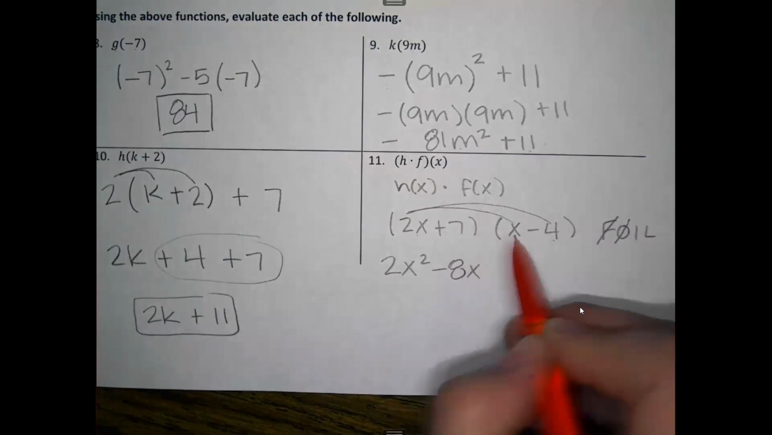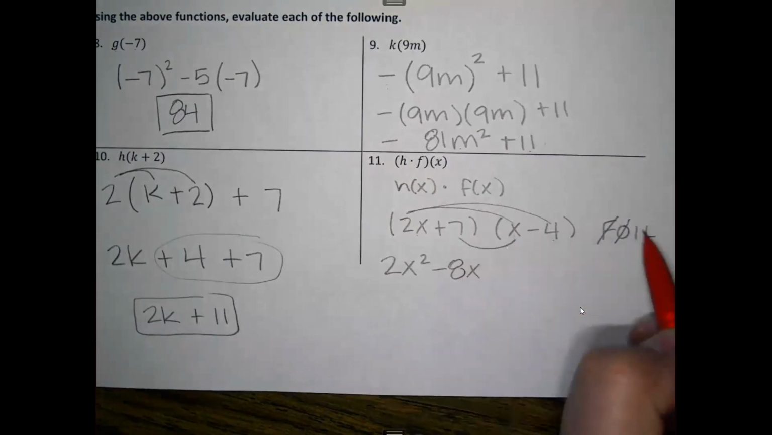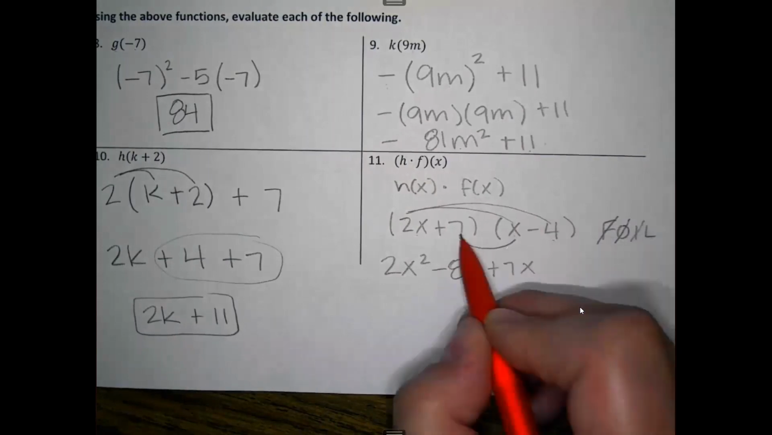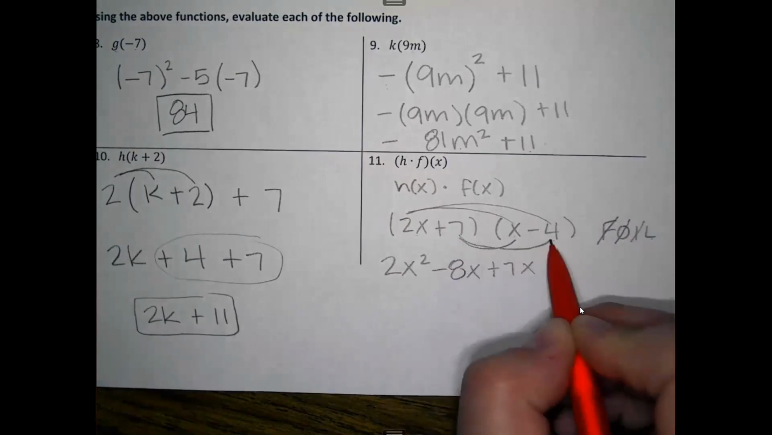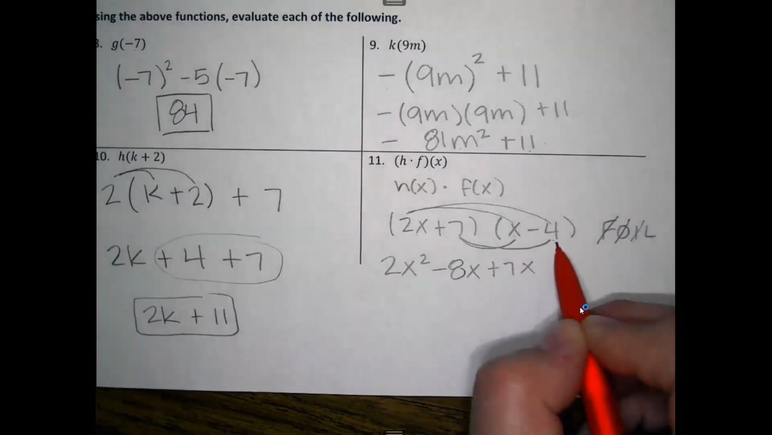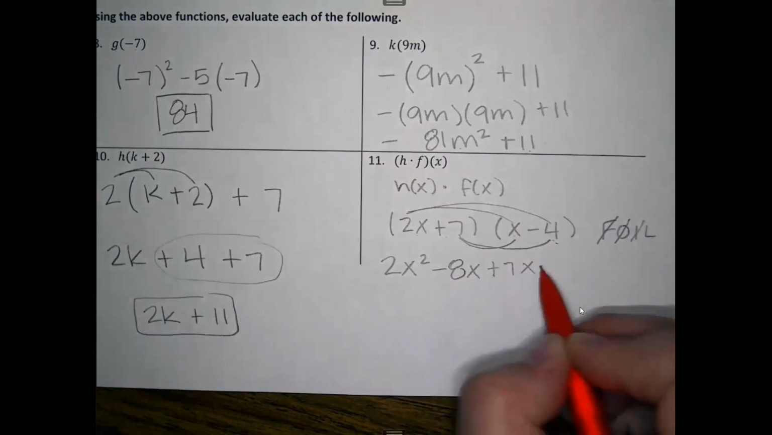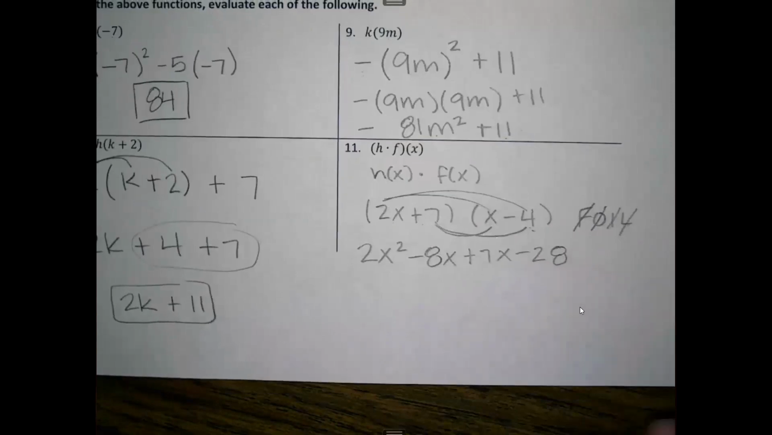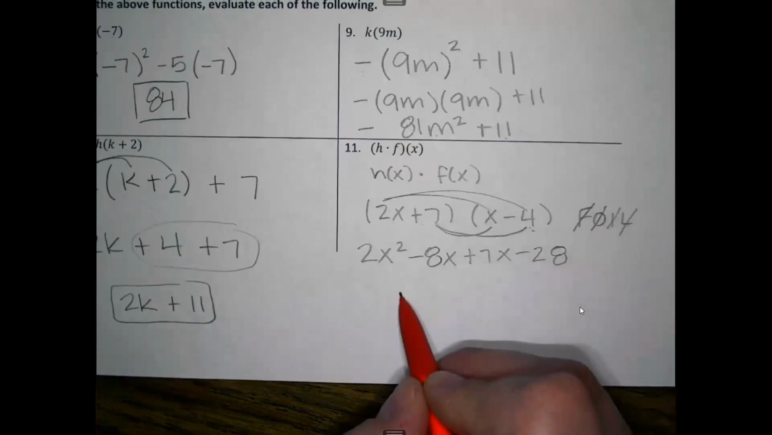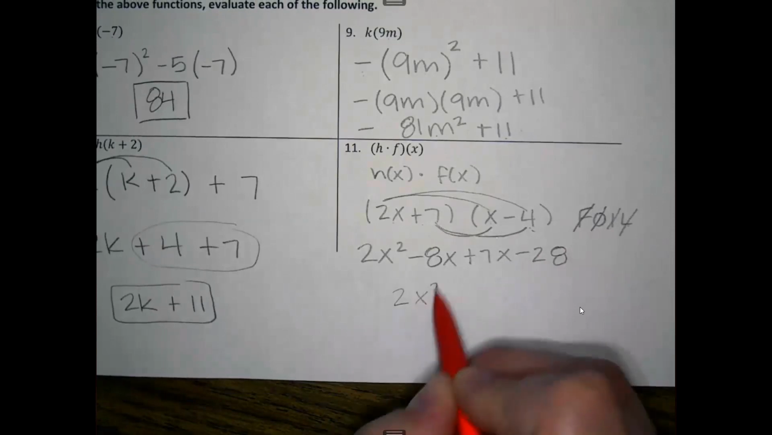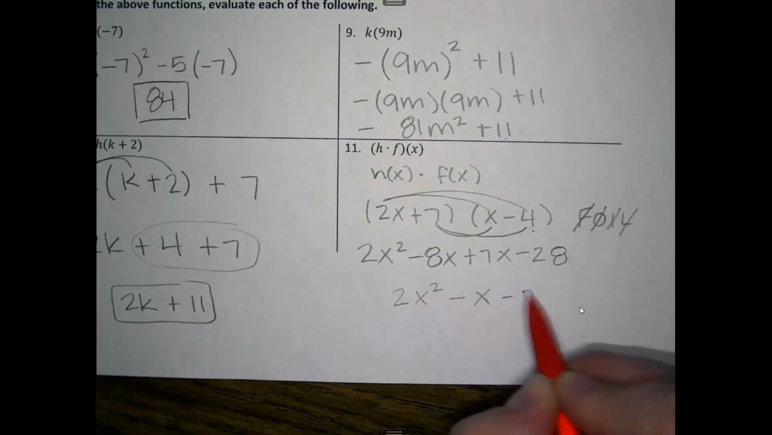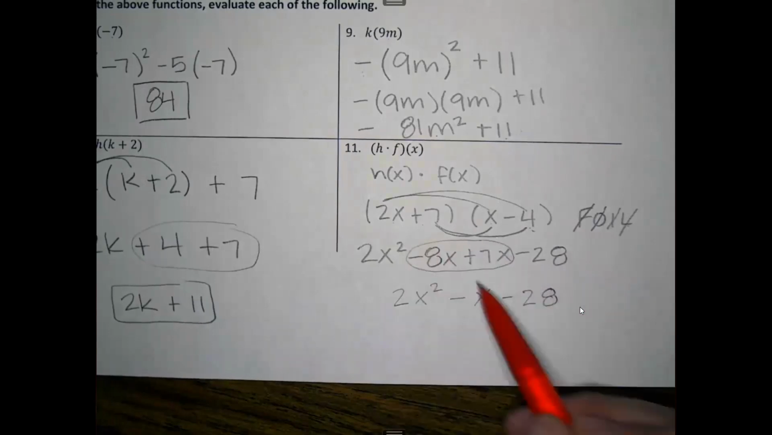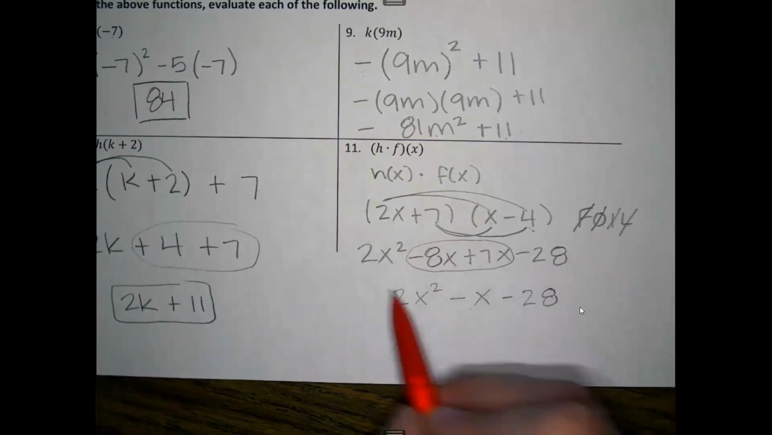Then we're going to do the insides. So 7 and x are the insides. 7 times x is 7x, okay? And then we're going to do the last. The last term here times the last term there. So positive 7 times negative 4, negative 28, okay? And then we're going to put all of that together, and what does that give us? Okay. So when we combine these two terms in the middle, if we have negative 8 and positive 7, that gives us negative 1.